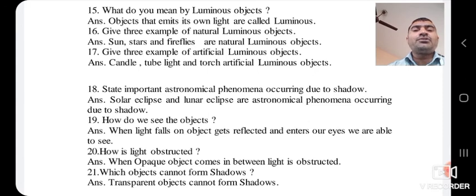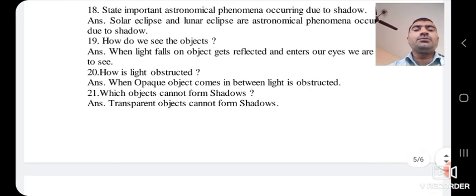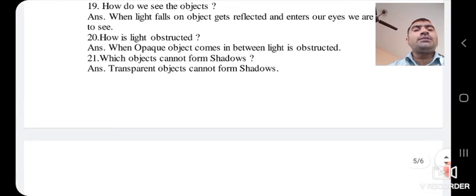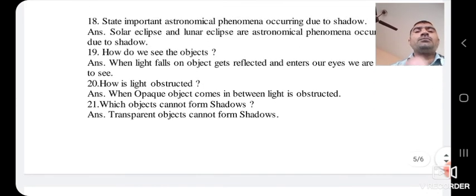How is light obstructed? When an opaque object comes in between light, it is obstructed. Which object cannot form shadow? So a transparent object cannot form shadow.